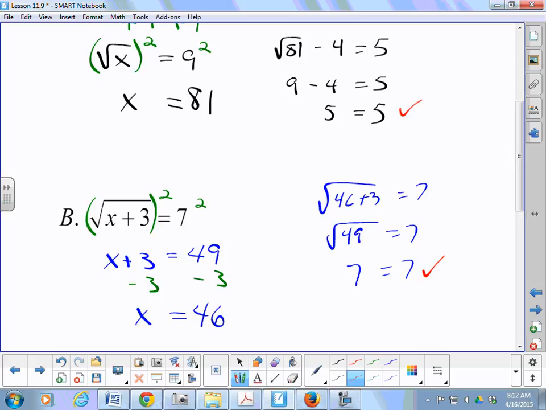But if this was a negative, would the answer of 46 be correct? It would not be, because obviously this is a positive 7. So you have to go by whatever that symbol is in front of it to make it work correctly.